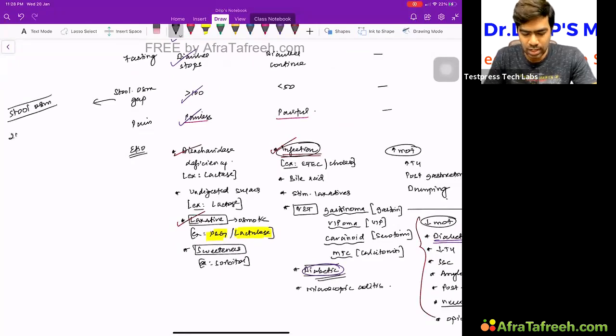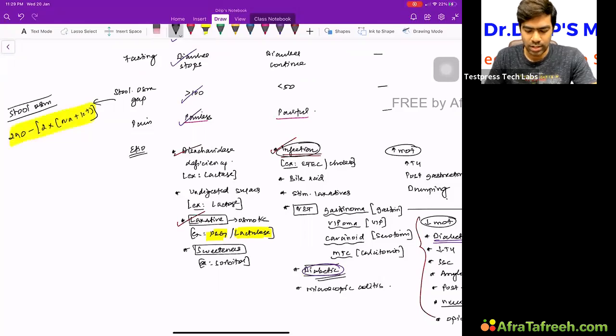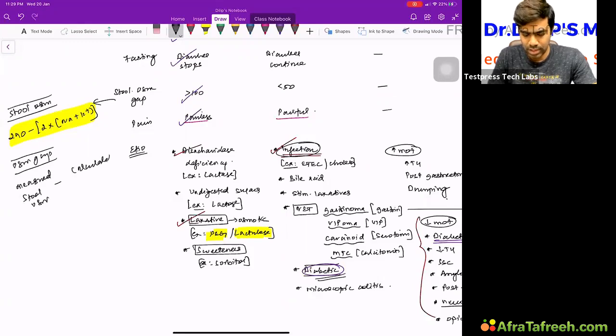Stool osmolality calculation is done by a formula: 290 minus 2 multiplied by stool sodium plus potassium. Stool sodium plus potassium. This is the formula for calculating the stool osmolality. So how will you tell the osmolar gap? It is like how we found the osmolar gap in the serum. The same thing we are going to find out here also, which means we take the measured stool osmolality minus the calculated stool osmolality.